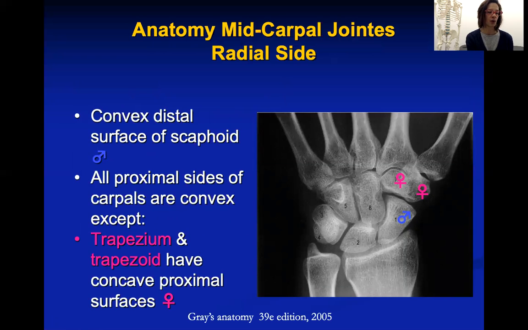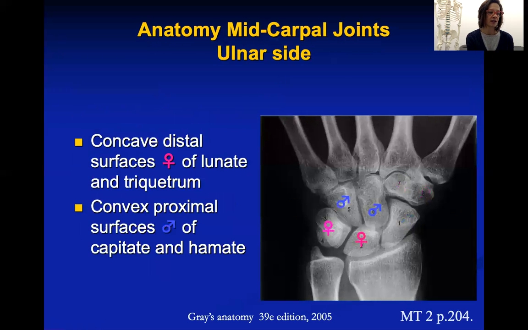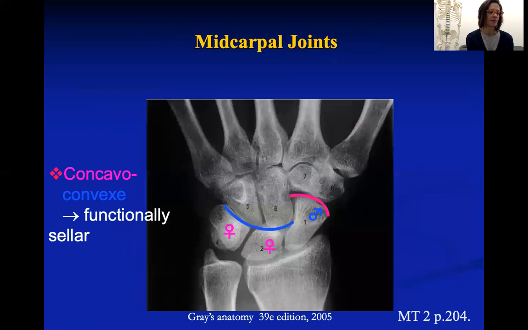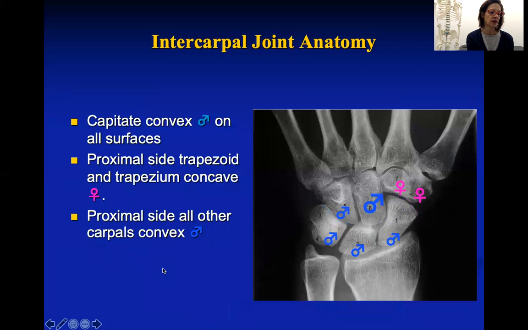Again, this is just another way to see it. And this is what we were talking about, this functional sellar, because of the combined movements. So when we want to do radial or ulnar deviation, some other movements have to happen in order for these to work as a functional sellar. And then, as I said, the capitate is convex all the way around.